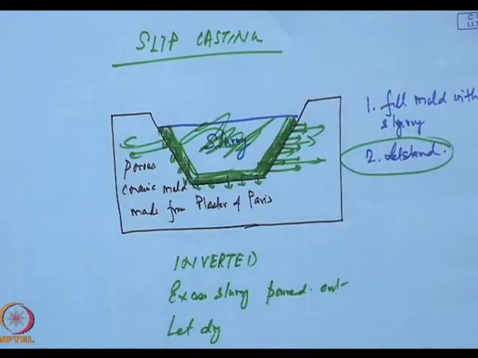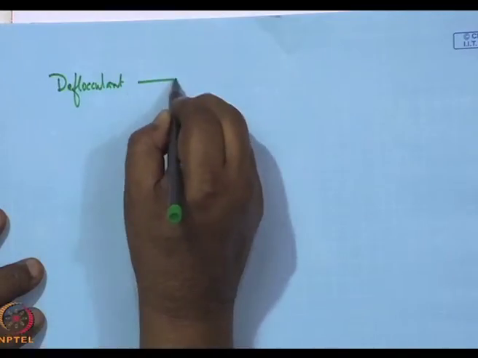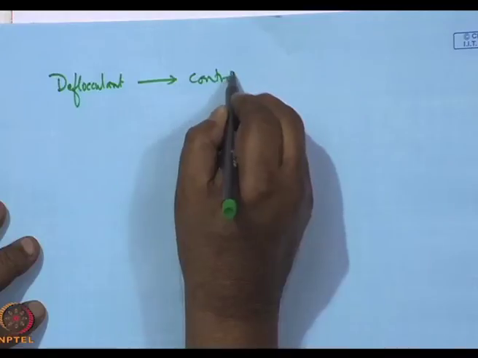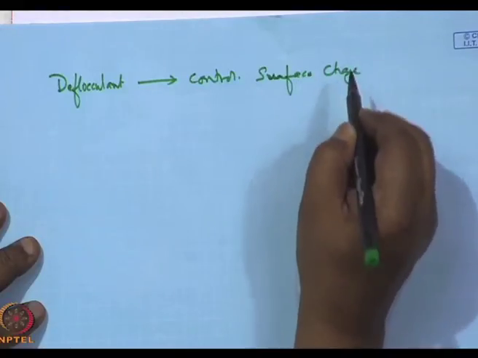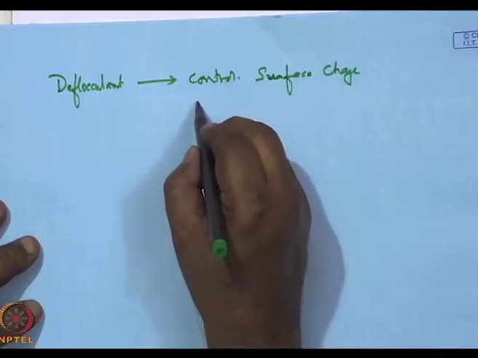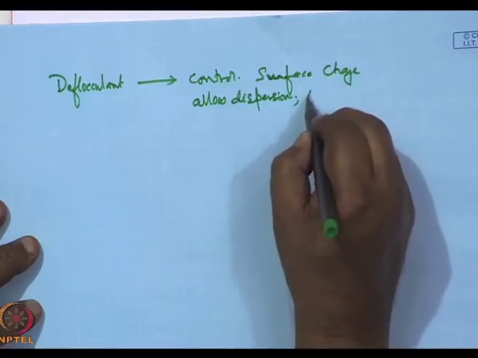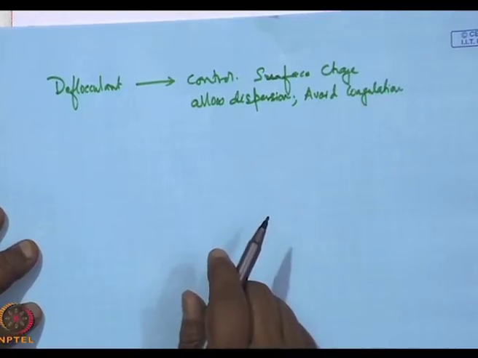So, here we are going to deal with a wide range of additives, like say deflocculant, whose purpose will be to control surface charge, allow dispersion, avoid coagulation. That's one.